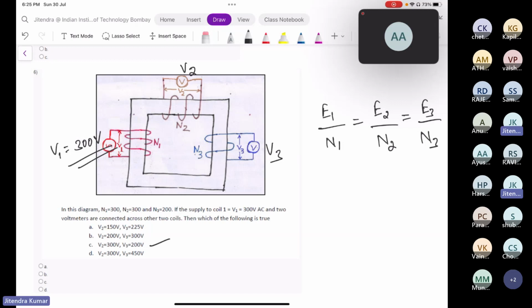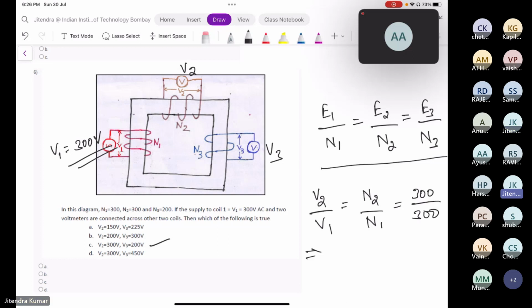Yeah, so I think everybody must be aware of this expression. If you apply this expression, then you get V2 by V1 is equal to N2 by N1, and N2 and N1 are nothing but 300 and 300. So V2 will be V1 into 1. So V2 will be 300 volt, which is given in option C and option D. Okay. It's correct. And sir, E2 is equal to 300 and E3 is equal to 200. That we will check about V3 now.